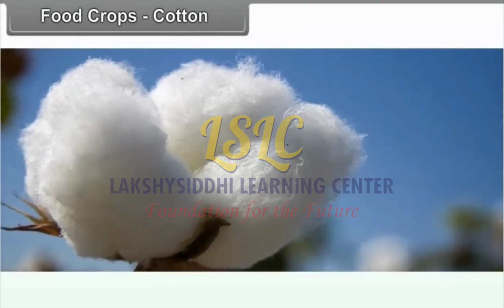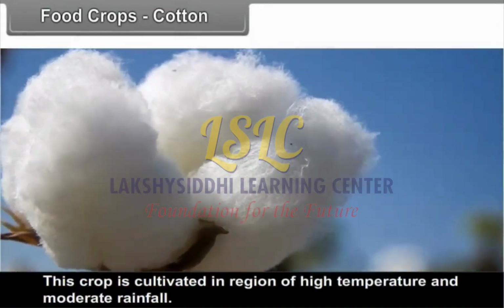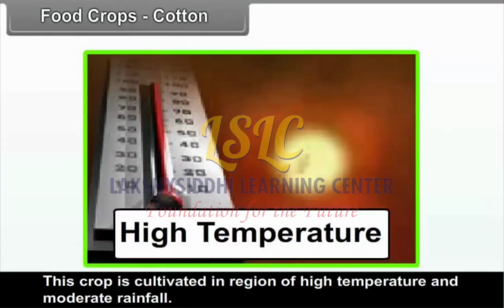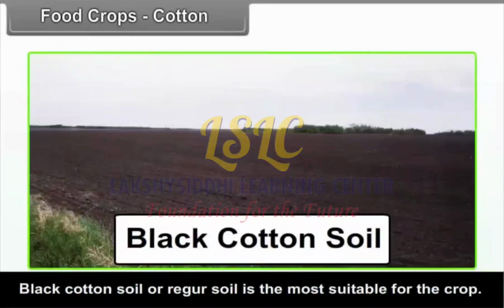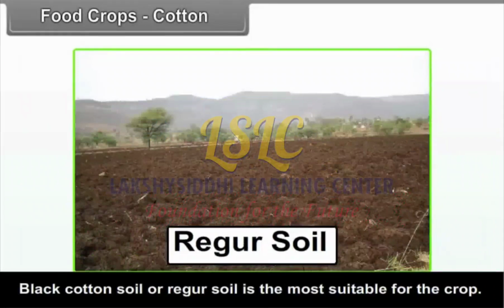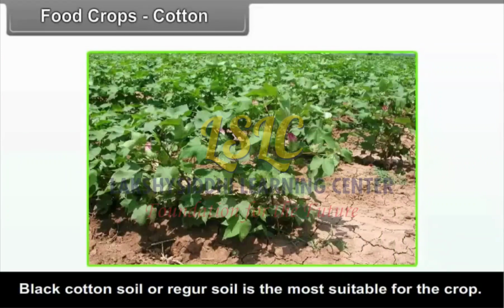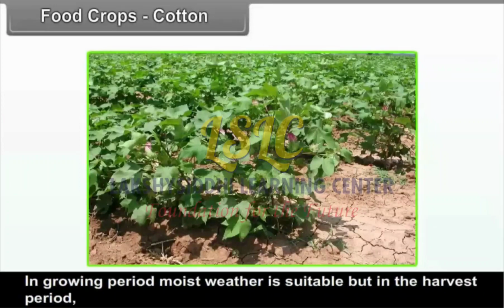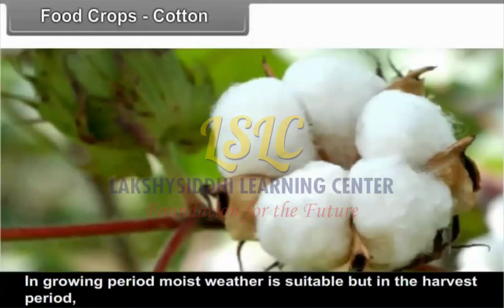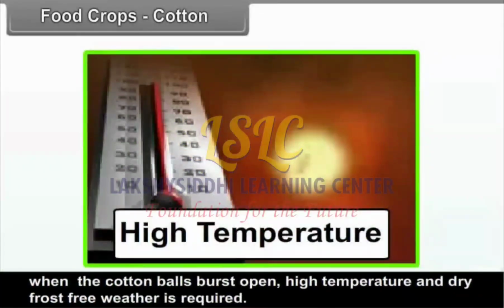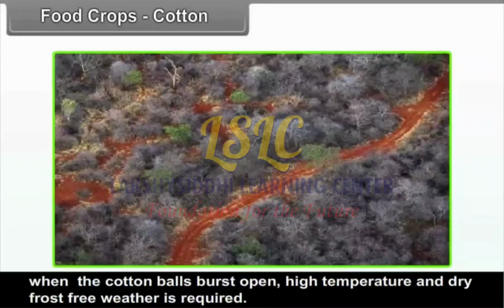Cotton. This crop is cultivated in the regions of high temperature and moderate rainfall. Black cotton soil or Reger soil is the most suitable for the crop. In the growing period, moist weather is suitable, but in the harvest period, when the cotton bolls burst open, high temperature and dry frost-free weather is required.